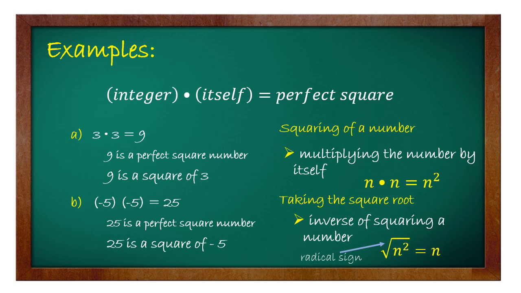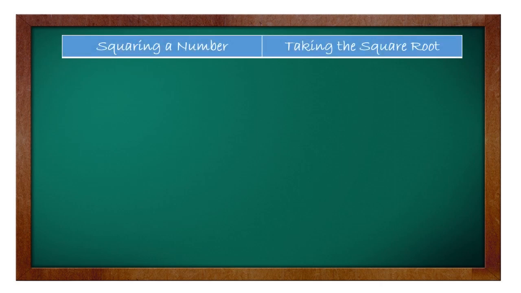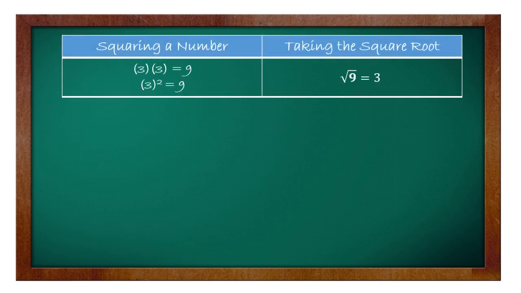Okay, so para mas maintindihan, let's have another examples. Okay, so squaring a number and then yung opposite niya. So, 3 times 3 is equal to 9. Or we could simply write it as 3 raised to the second power is equal to 9. So, pag ilagay mo siya sa opposite niya, we have the square root of 9 is equal to 3. So, ibig sabihin, mag-iisip ka ng number na kapag minultiply mo sa sarili niya, ang sagot ay 9.